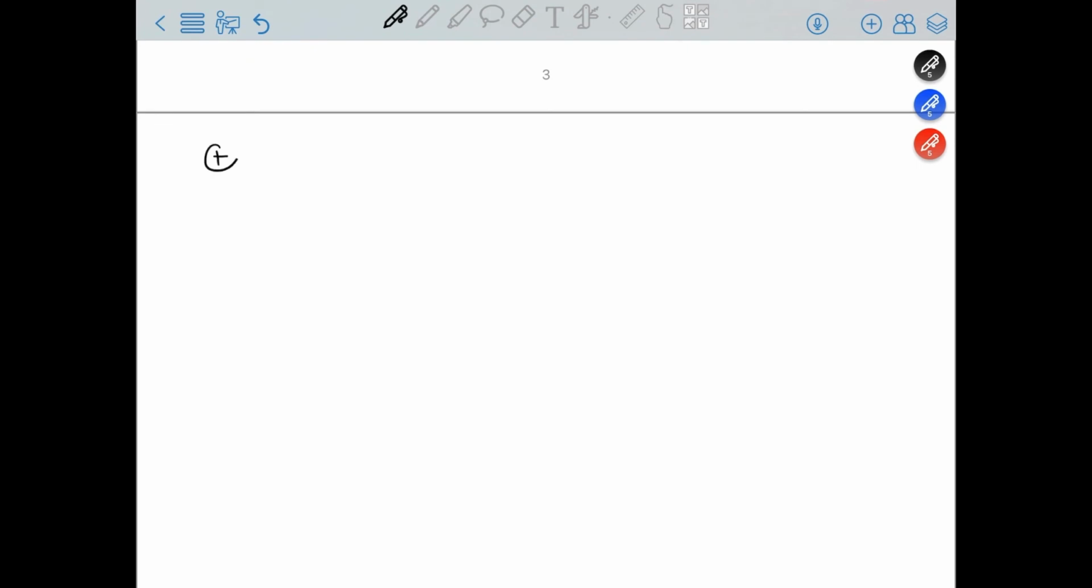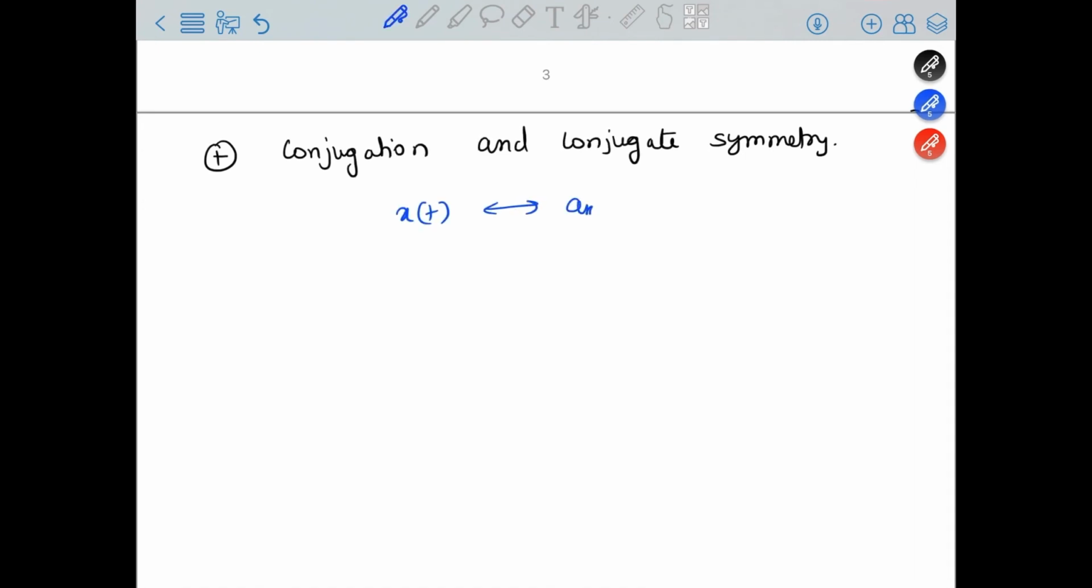So, let us discuss conjugation and conjugate symmetry. What it says is that if x(t) has a Fourier series coefficient represented by a_k, and x(t) is a periodic signal with period T, then x star, that is the conjugate of x(t), has a Fourier series representation of a star of minus k.